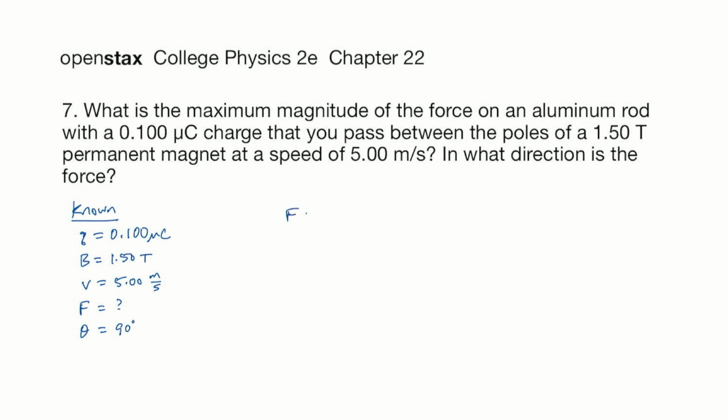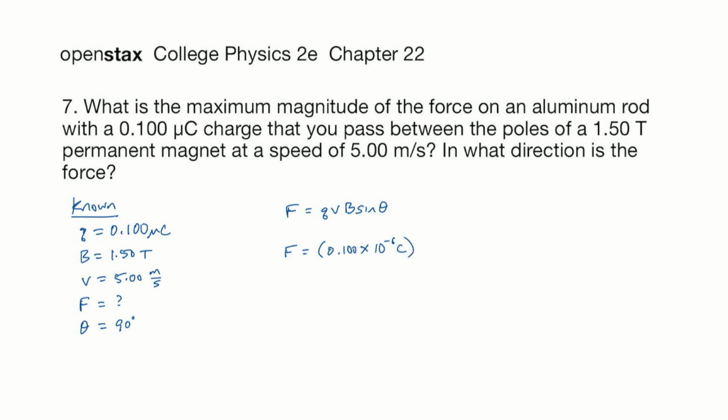Okay, our starting equation is F is equal to QVB sine theta. So we have everything. We can find the force. Okay, charge is 0.100. Micro means times 10 to the minus 6, and that's coulombs. Velocity is 5.00 meters per second. Magnetic field, 1.50 Teslas. And then we need the sine of 90. Sine of 90 gives the maximum. So that's going to be our maximum force.